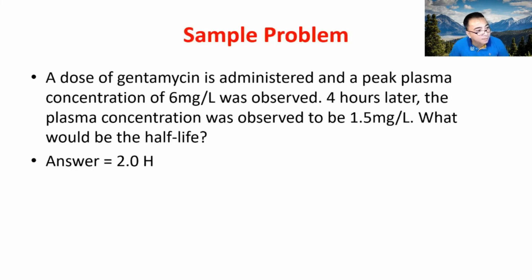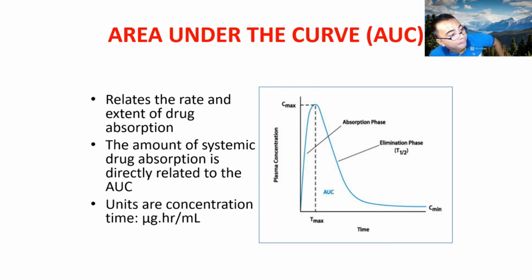Okay, class, here's an asynchronous activity for you guys to answer. Now, class, let's talk about area under the curve, what we call the AUC. So it relates the rate and extent of drug absorption, and it determines the amount of systemic drug absorption is directly related to your AUC. So basically, class, whenever we compute for bioavailabilities, ginagamit natin si AUC. And the units you get here, class, is microgram hour per ml, or microgram per ml per hour. How much of that was absorbed?